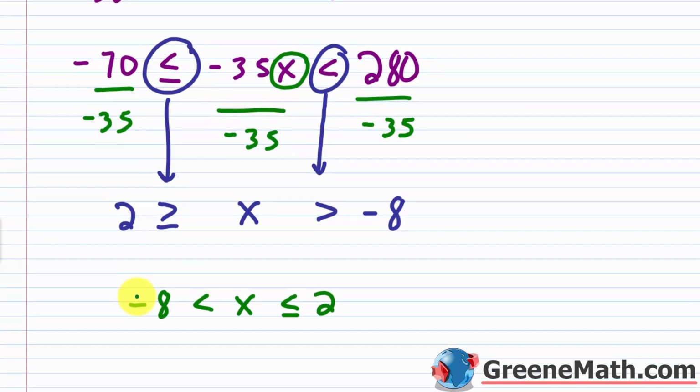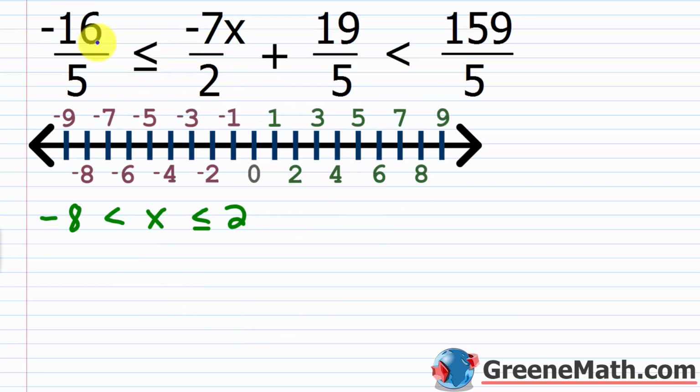Now let me erase everything. All right, so to put this in interval notation, negative 8 is not included. So I'm going to put a parenthesis and then a negative 8. And then 2 is included, so I'm going to put a 2 and then a bracket. Now graphically, I'm going to follow the same format. I'm going to put a parenthesis at negative 8. And I'm going to put a bracket at 2. And I'm just going to shade everything in between. Okay, everything in between.